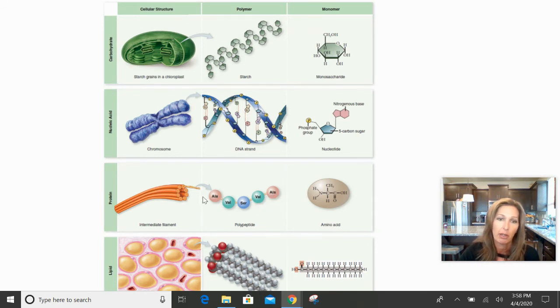So when we do talk about polymers of proteins, we're talking polypeptides. And so your polypeptides are everything. You are different from somebody else because of your protein composition.